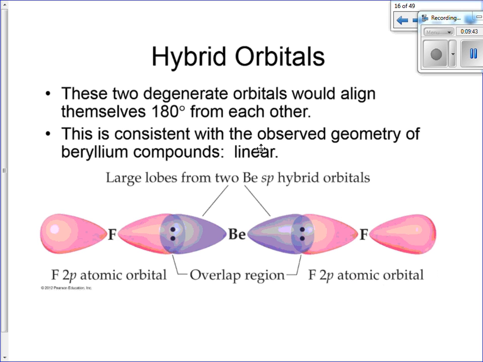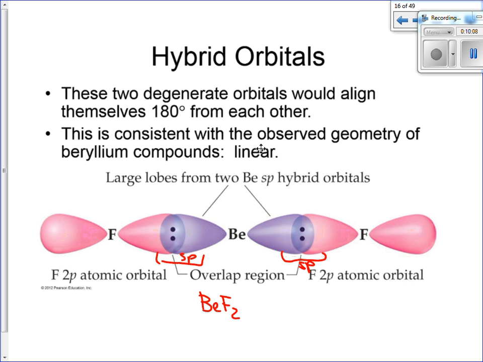And here's showing you that you're going to have two of them, because this is one of your overlaps here, an sp here, and here would be the other sp. And this is for beryllium dichloride. Like I said, that's an exceptional case because beryllium doesn't need a complete octet.